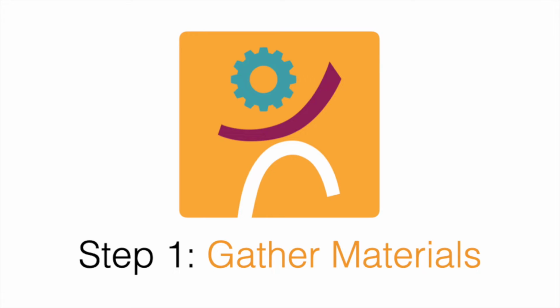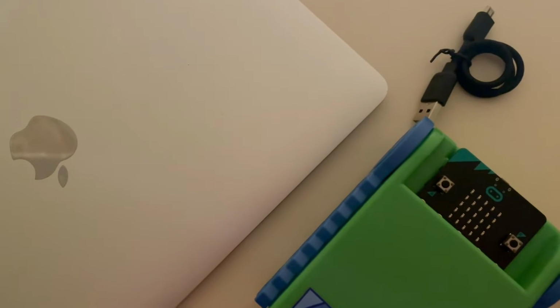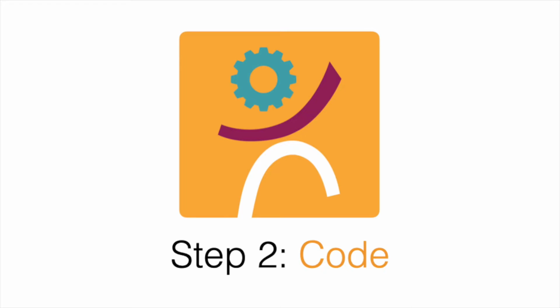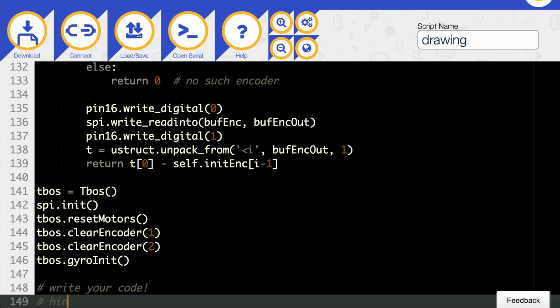Step 1. Gather materials. Gather a computer, a Trashbot, and a micro USB. Step 2. Code. Code your Trashbot to move a cursor around the screen using buttons A and B. Shaking the Trashbot should change a pixel between on and off.